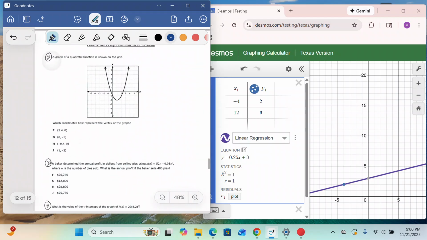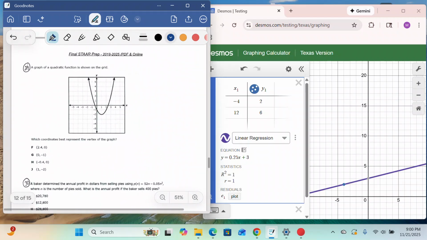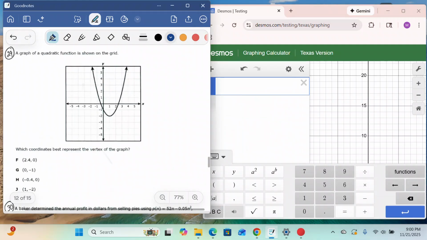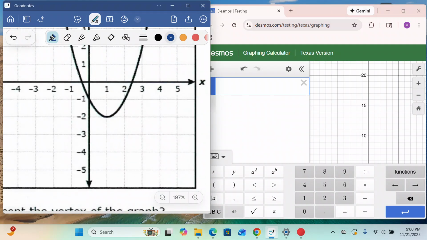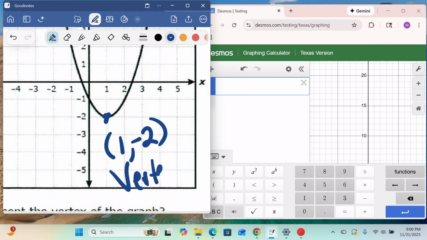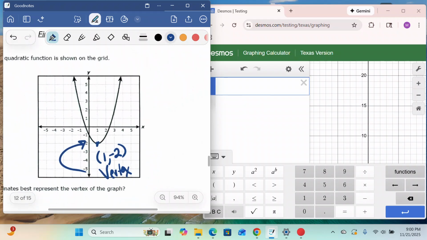If you look at 29, 29 is another quadratic. We're asking which coordinates best represent the vertex. This one is not really a Desmos one, but you technically can use Desmos on this. But first step, I'm going to go ahead and find my ordered pair. My x value, and I'm going to put my vertex. My vertex is x is 1 and y is -2. And that's all they're asking for, my vertex. And this vertex would actually be a minimum because it's at the bottom.